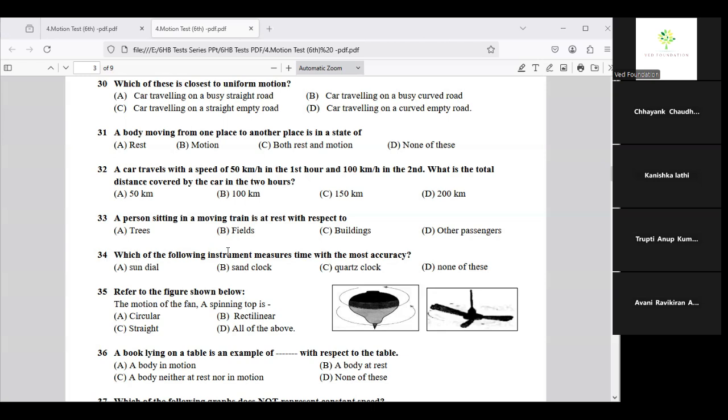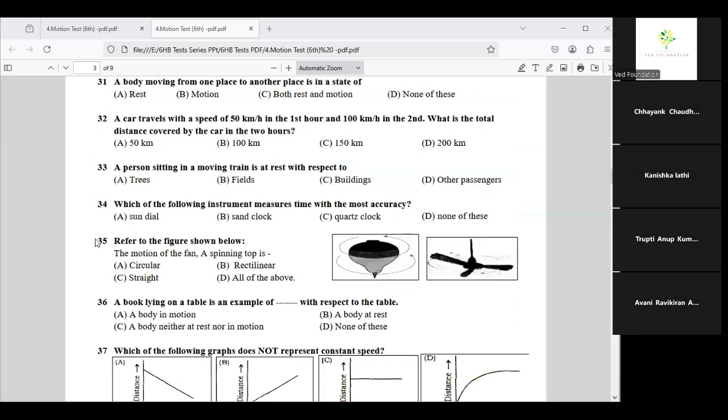34. Which of the following instrument measures time with most accuracy? Accuracy means very accurate. And options are sundial, sand clock, quartz clock, and none of these. Sundial and sand clocks do not give accurate time. So correct answer is option C, quartz clock. Quartz clock measures time with the most accuracy. C option correct.